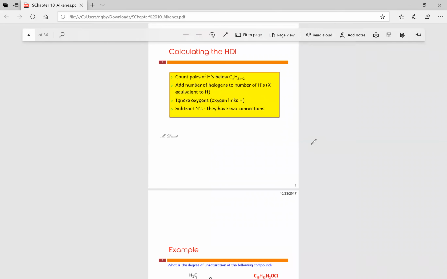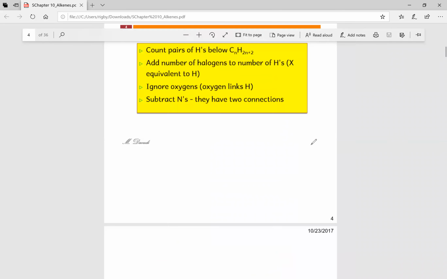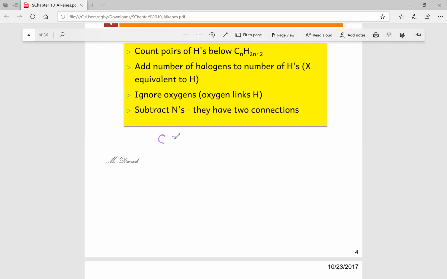Okay, so yeah, it's not written out here. But essentially what you want to do is count the number of carbons. That's going to be our n. And then we want to count the number of hydrogens. I'm going to call that just lowercase h, okay?